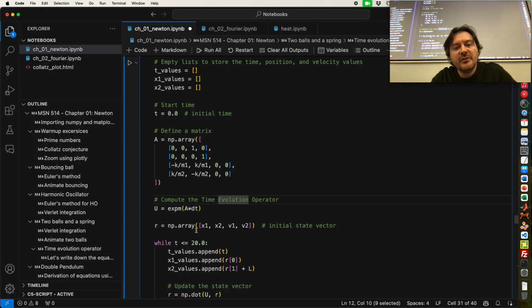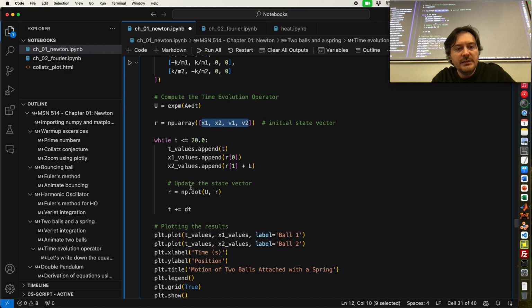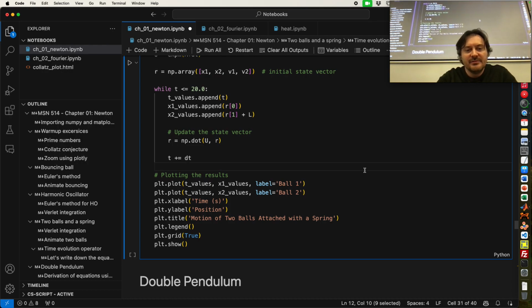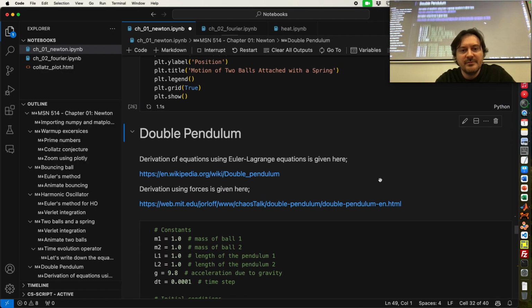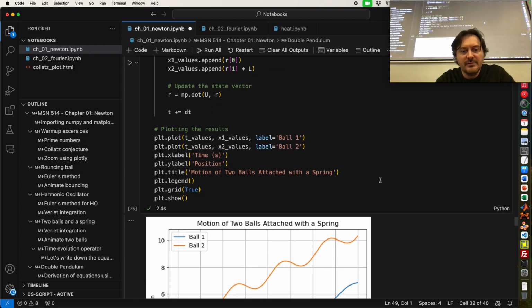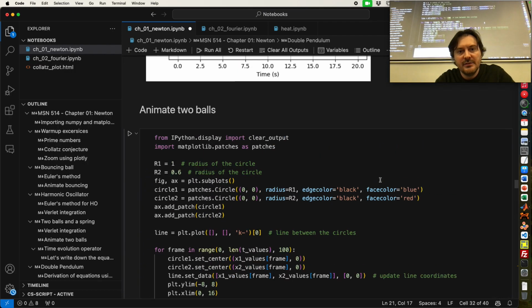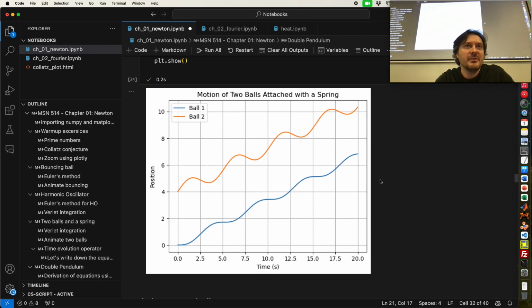So, your initial state vector is the initial values, and then r is equal to this time propagation matrix, the time evolution operator, times the current value. Yes? Okay? Good? So, let me run it. Do you see? You get the same result. Just like here, I started with the same initial conditions and it gives me the same results.